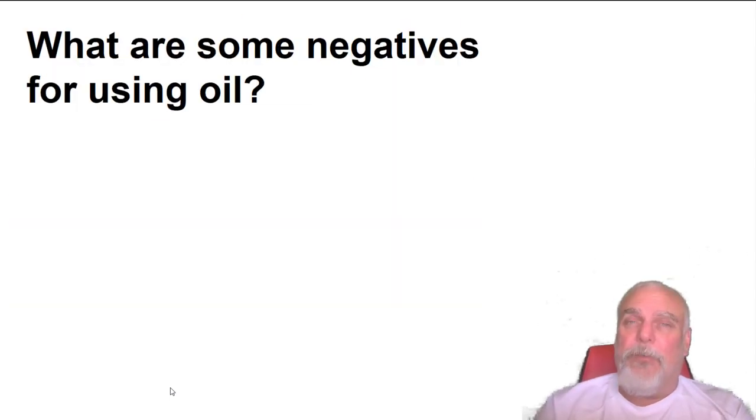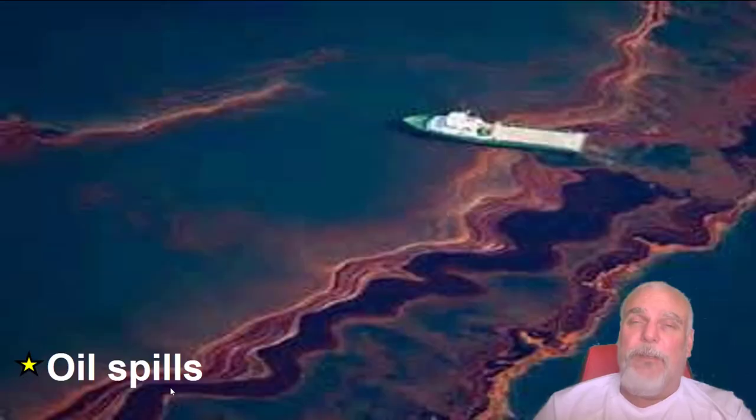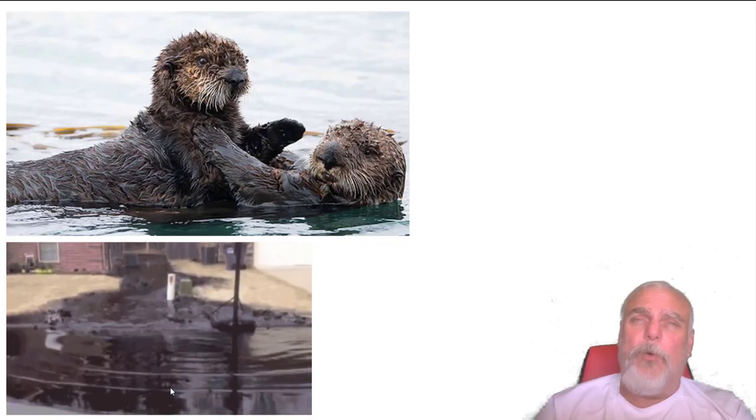What are some negatives of using oil? Well, when you burn it, it's going to release air pollution. Also, transporting oil can be a problem. Like, for example, in ships, in an oil tanker, if the oil tanker breaks, you can get an oil spill, which is a very, very bad disaster. Here you see a photo and a short clip of an oil spill.